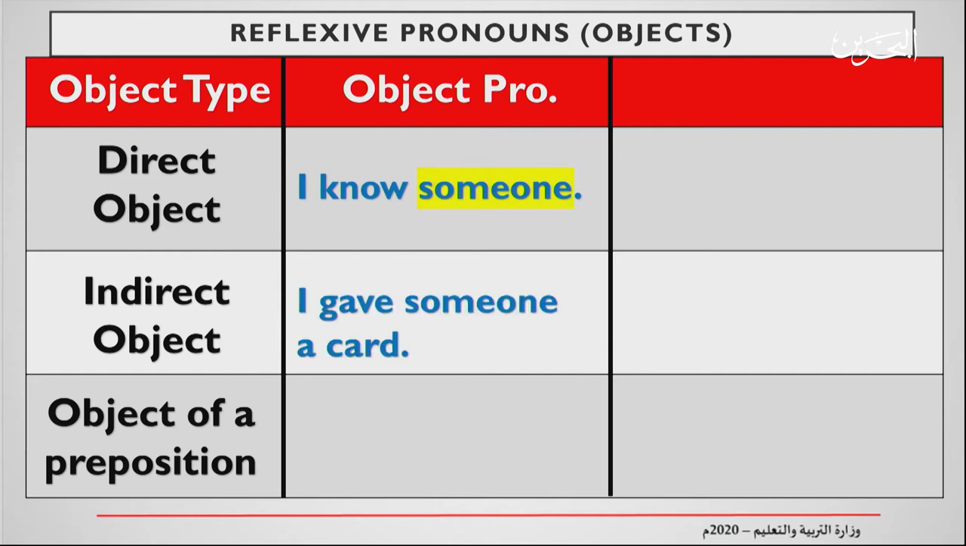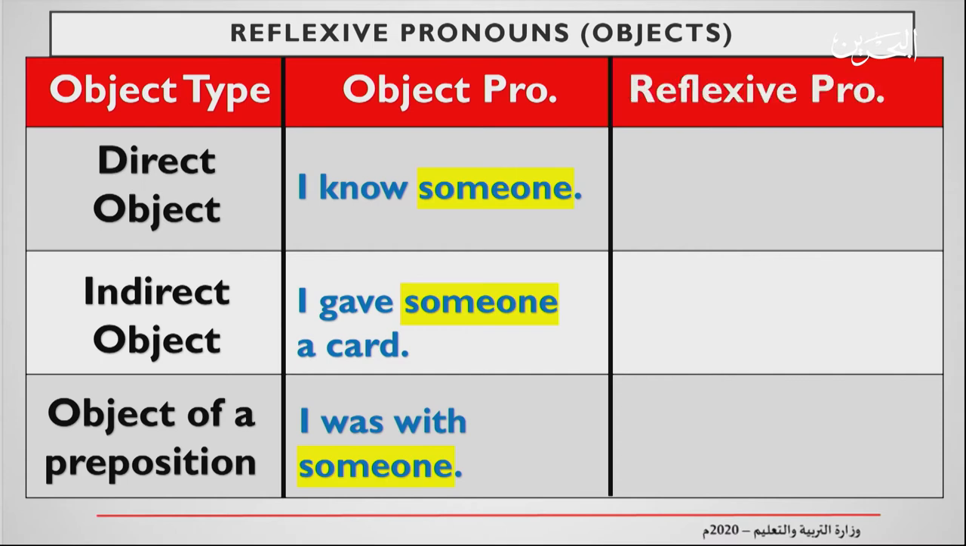Indirect object. I gave someone a card. And again, the indirect object is someone. Object of a preposition. I was with someone. You see, with is a preposition. So the object is of the preposition.